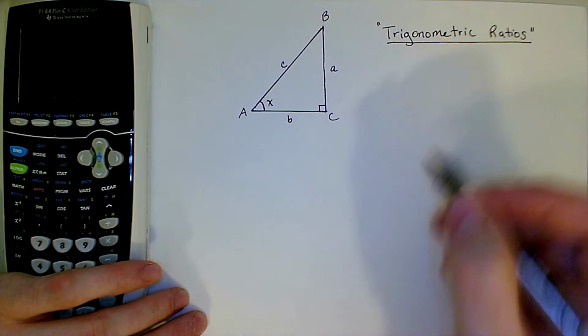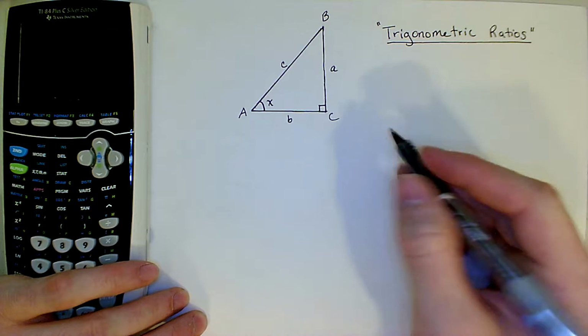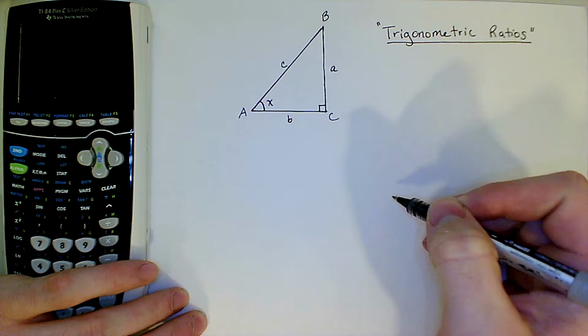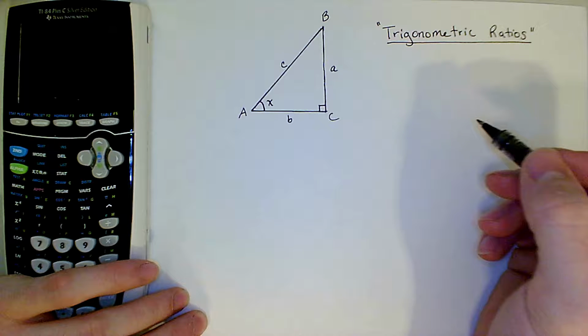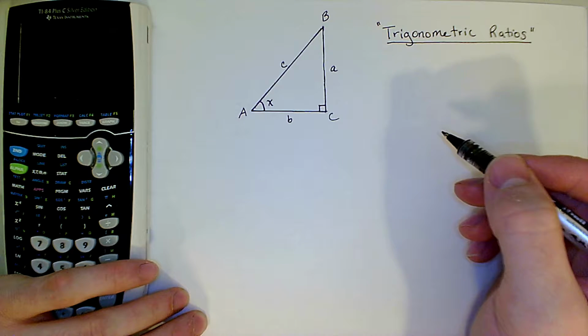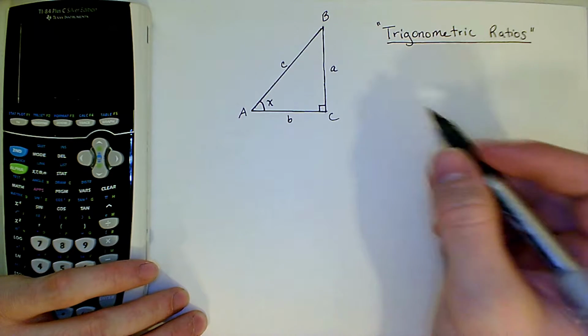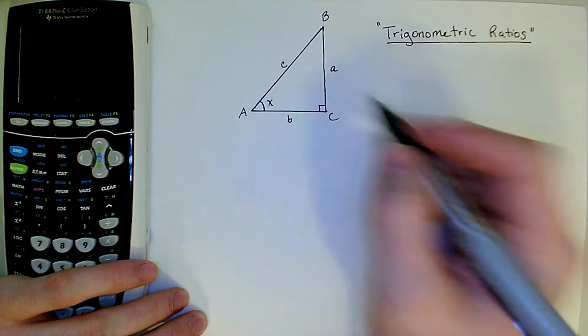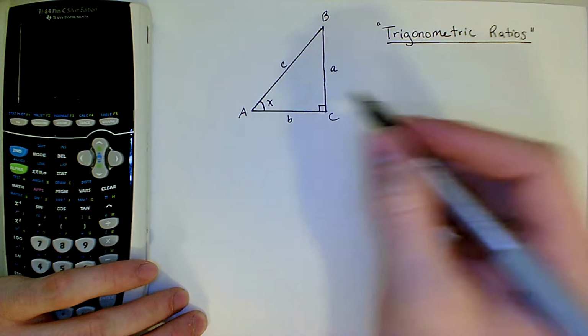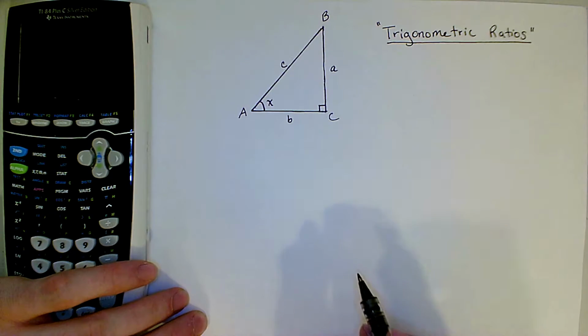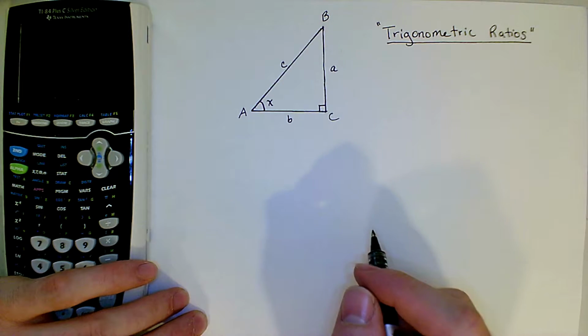Okay, this is just the basics of trigonometric ratios. I'm just going to run through sine, cosine, and tangent really quick. Just so you know, before we start, sine, cosine, and tangent are trig ratios that we use to solve for missing sides of triangles, and we can use the inverse functions to solve for missing angles of triangles. But right now we're going to focus on just sine, cosine, and tangent.